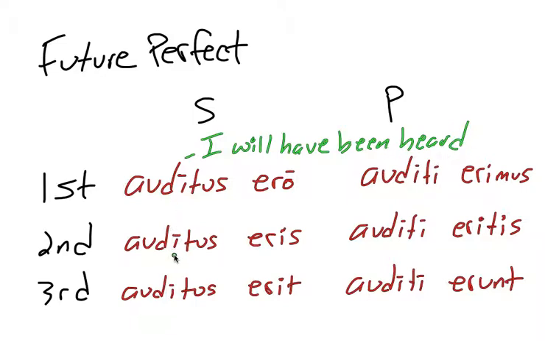Okay, and the same thing applies to the endings, right? We can make this feminine, or we can make it neuter, right? We can make this feminine plural, or we can make it neuter plural. Okay, so remember, the fourth principal part works like an adjective, and it has to agree with the subject. So if I have been heard, and I'm a male, I'm masculine, I'm going to use auditus. But if I happen to be feminine, I would use audita.